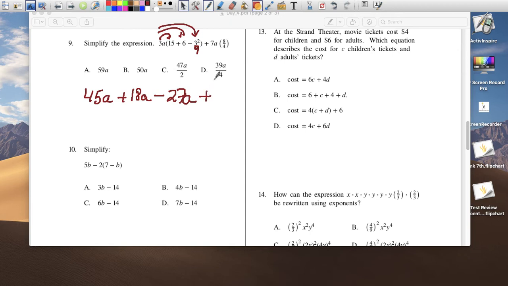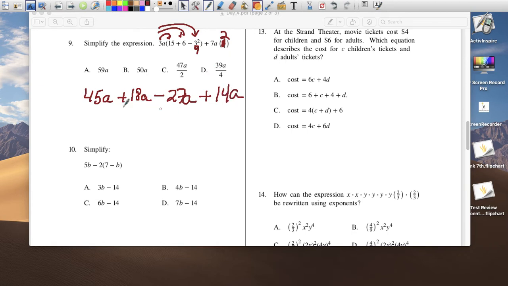And then plus, I'm going to multiply 7a times 8 over 4. Well, it's positive times a positive, so the sign is positive. 7 times, and 8 over 4, let's change 8 over 4 to 2. And 7a times 2 is 14a. Still not done. Can we combine?